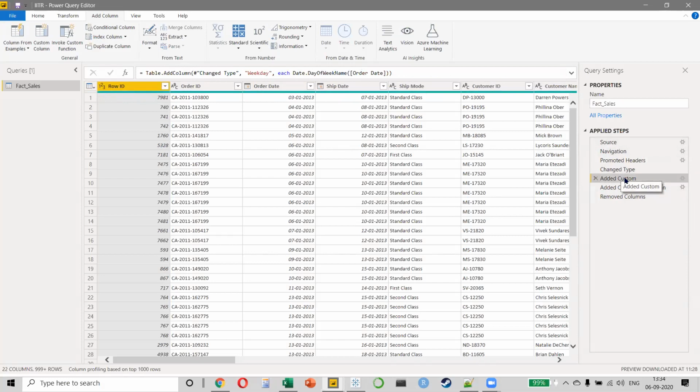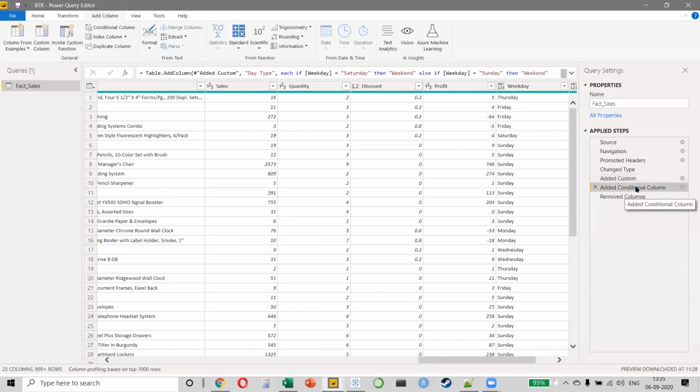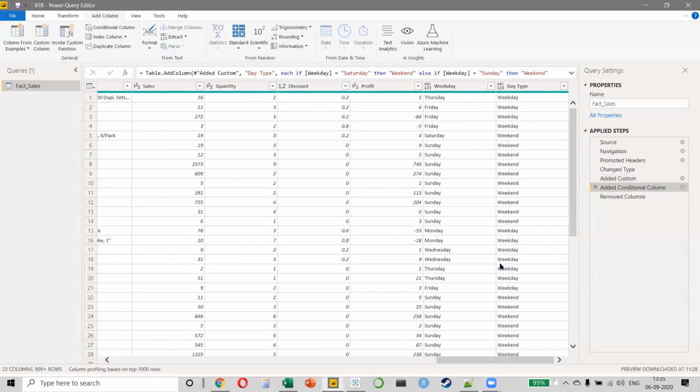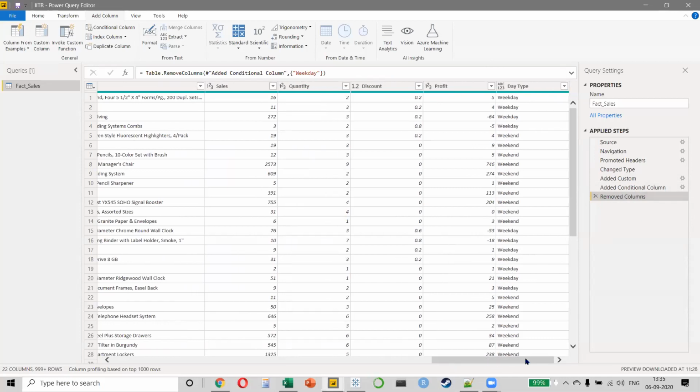After that, what did we do? We added a custom column, which is your day. Then I added a conditional column, which is your weekday and weekend. And then I removed the column that I don't require. This is how you do data transformation on Power Query.